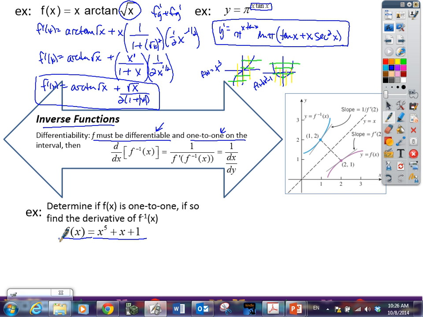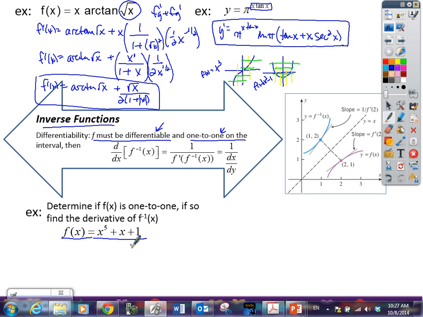If the derivative is always positive, what does that mean my function is doing? Always increasing, right? Is that going to be 1-to-1 if it's always increasing? Yes. Okay, what would it be if the derivative was always negative? It would be always decreasing, the opposite, right? And it would also be 1-to-1. So the way that we would determine if it's 1-to-1 is we take the derivative and we set it equal to 0 and do a sign chart.